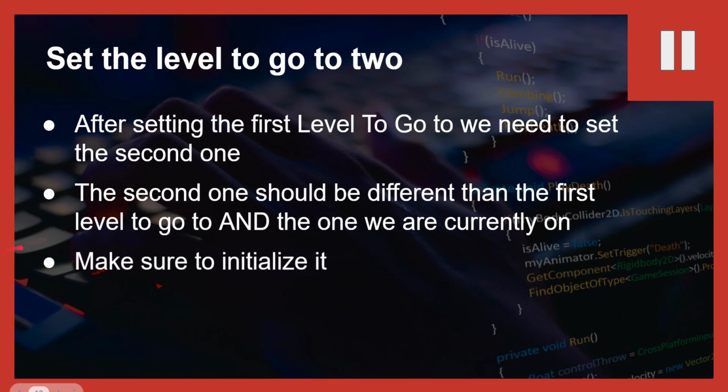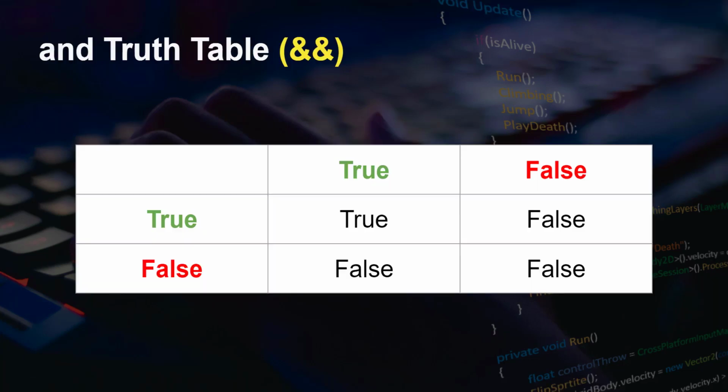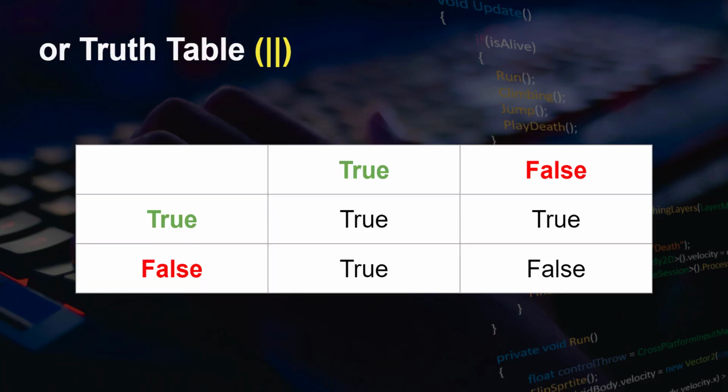So you'll need to make sure to initialize it. And I'm going to give you a hint, because we want to make sure that it's different than the first one and different than the one we are currently on. So you'll need to use the OR for the while condition to stop. And I haven't shown you this yet, so I'm going to show it to you right here. If you want, you can maybe take a screenshot, or go back and see the whole steps of the challenge. I'm going to now show you the AND truth table and the OR truth table.